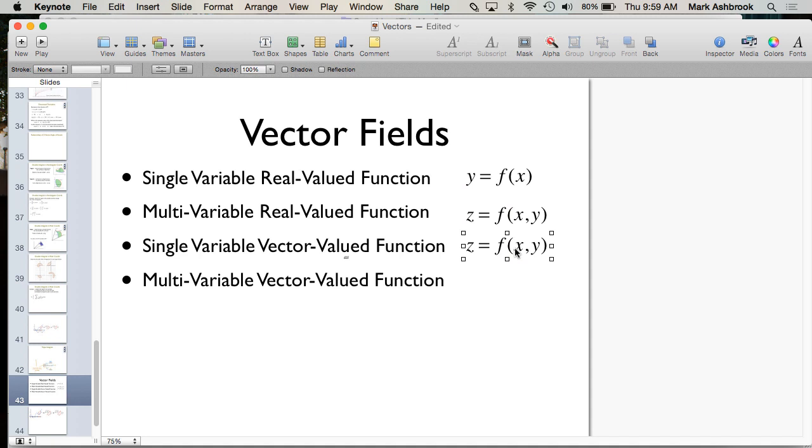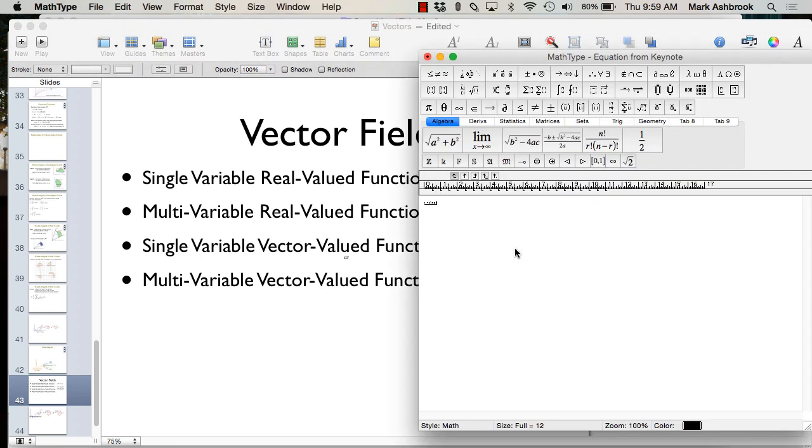Okay? A single variable vector valued function. Space curve. Does that have to be space? Could be two dimensions too, right? So what kind of functions were these? Yeah, like a parametric equation, or what we said, a vector function, right? Vector function. So like r of t equals?